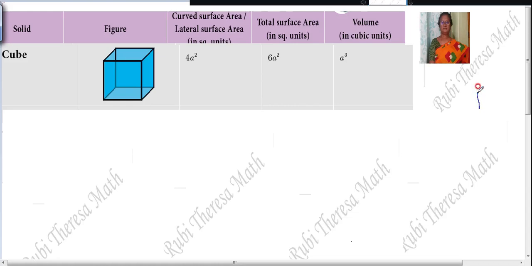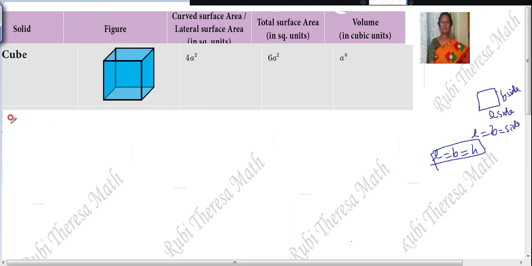Square is a two-dimensional figure because it has only length and breadth, but here length and breadth are the same. So this is nothing but the side. So this is a plane figure. This is a three-dimensional figure, that is length, breadth and height, where length equals breadth equals height. All three are equal, and all the faces are square. All six sides are in square shape.